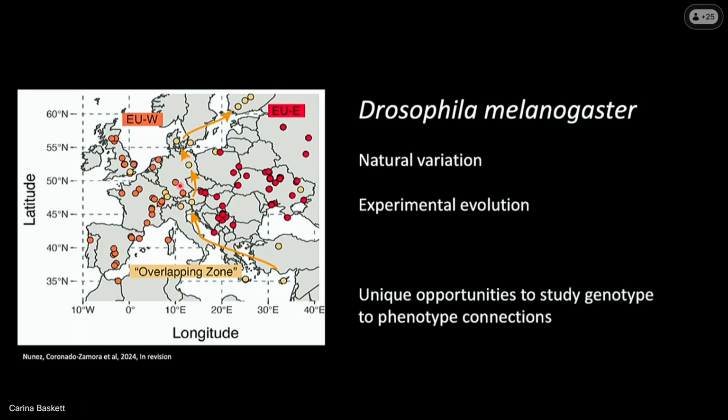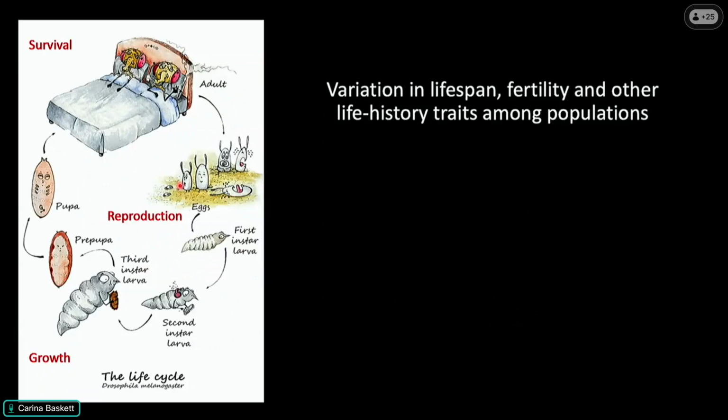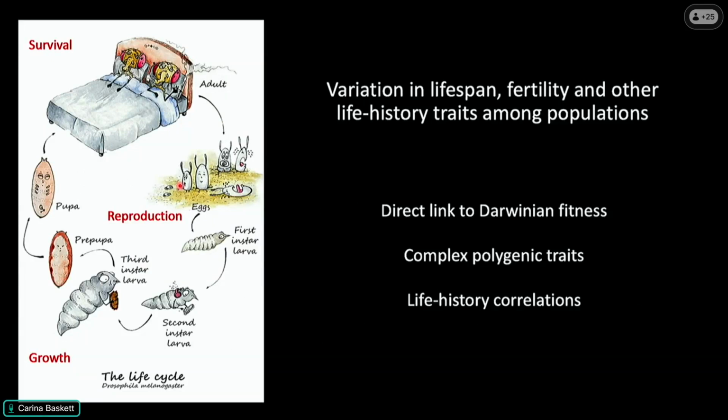So altogether, this package provides unique opportunities to study genotype to phenotype connections. And in my group, we have focused mostly on life history evolution. So we look at the life cycle of Drosophila, and we look at variation in lifespan, fertility, but also other life history traits. And we consider these interesting phenotypes because they're closely linked to Darwinian fitness. They're complex polygenic traits. At some point, I've often thought that maybe it's a bit too complex. I should have maybe picked an easier phenotype, but we kind of think this is interesting, so we go for it.